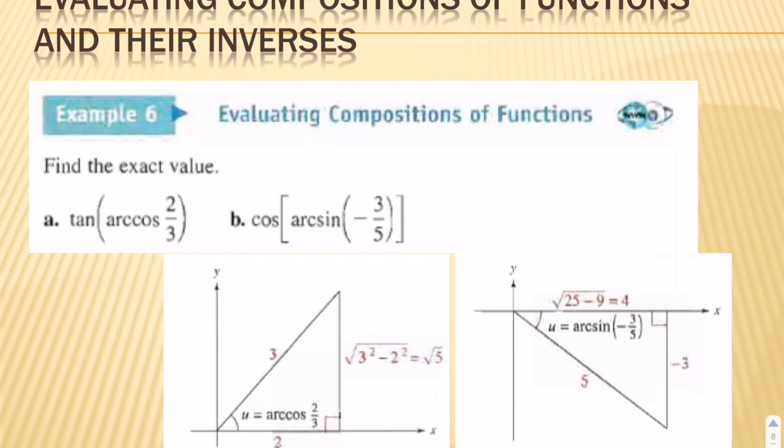So now what are we asking for? We're asking for the cosine. So the cosine is the adjacent over the hypotenuse. The adjacent is a positive 4, the hypotenuse is 5, and so the cosine of the arcsine of -3/5, or the cosine of the inverse sine of -3/5, turns out to be a positive 4/5.